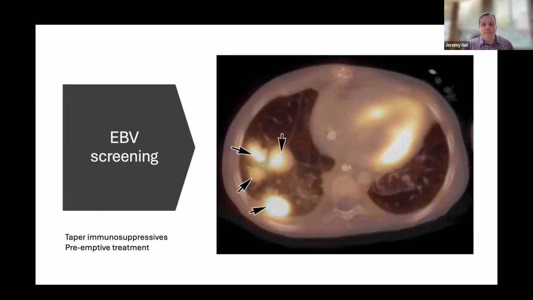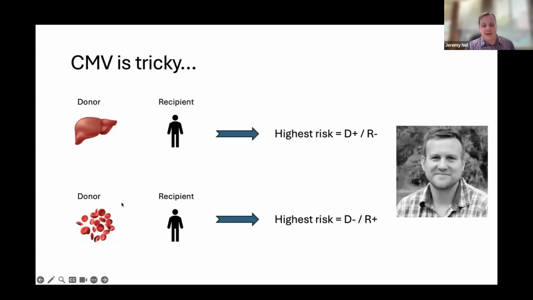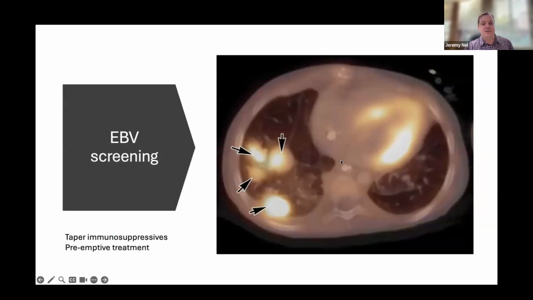And you need to know about it because, similar to CMV, there's high risk and low risk states. Children suffer more from it, but in adults, if you are high risk, same as CMV, if you're getting a solid organ and the donor is positive for EBV and you're recipient negative, that's going to put you at higher risk of PTLD. This is a PET scan showing some foci of lymphoproliferation. And if it's there, you can do something about it.